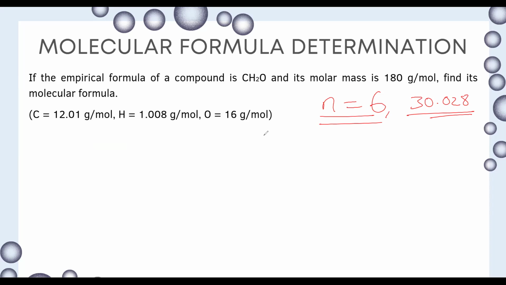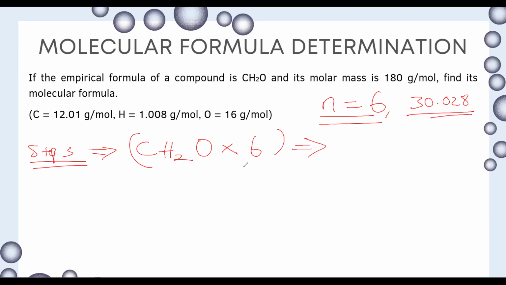So now what is step number 3? Multiply the empirical formula by n. Okay, step number 3. Multiply the empirical formula by n. What is the empirical formula? CH2O. And what is my n? 6. So what I'm going to simply do is say multiplied by 6. Can you all see what I'm doing over here? Yes, sir.